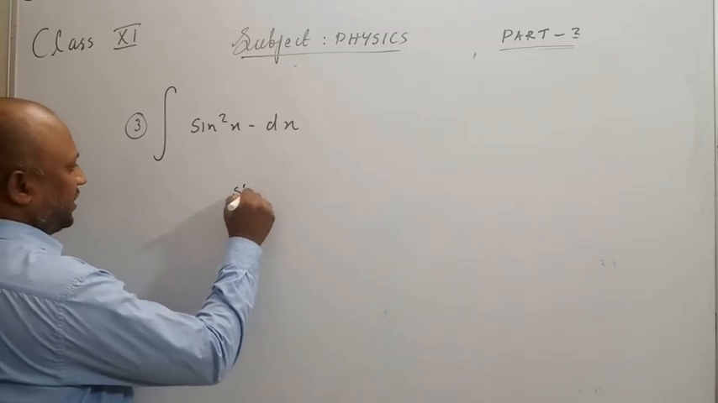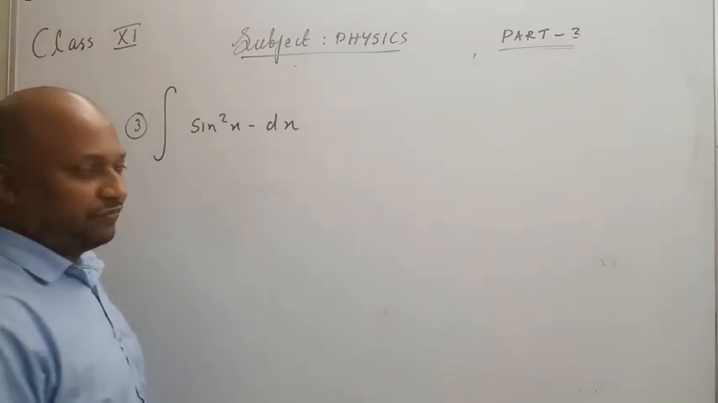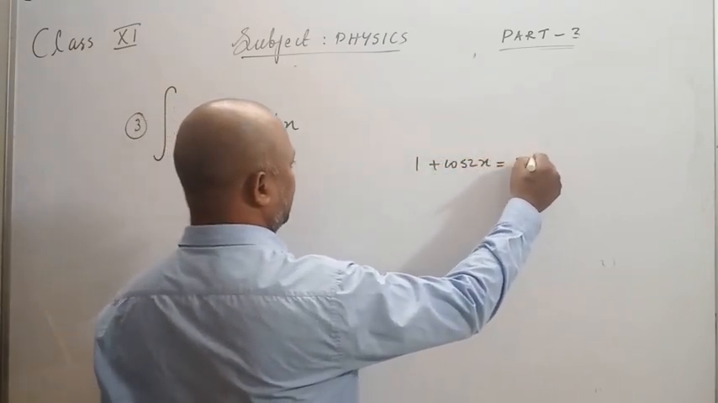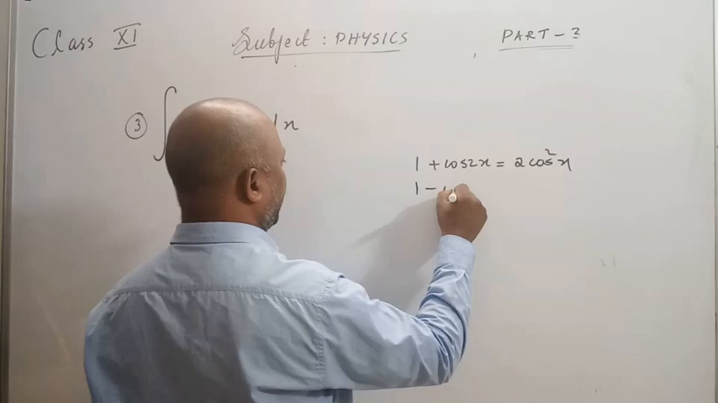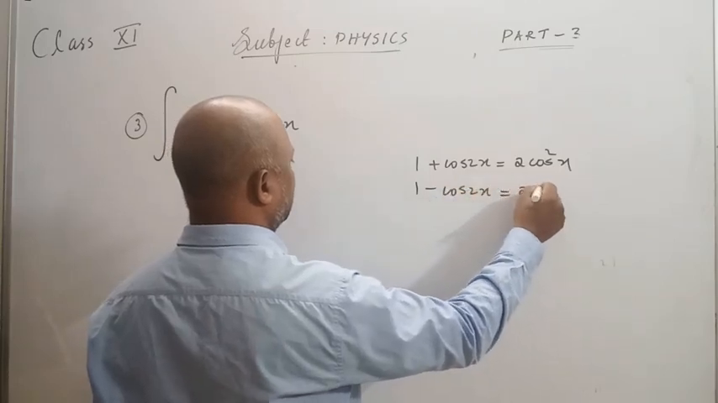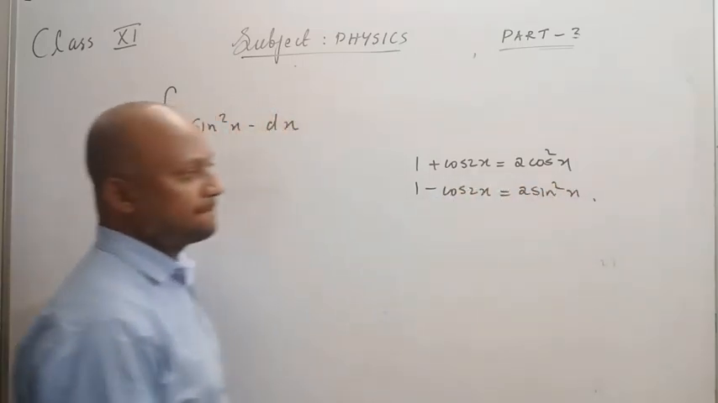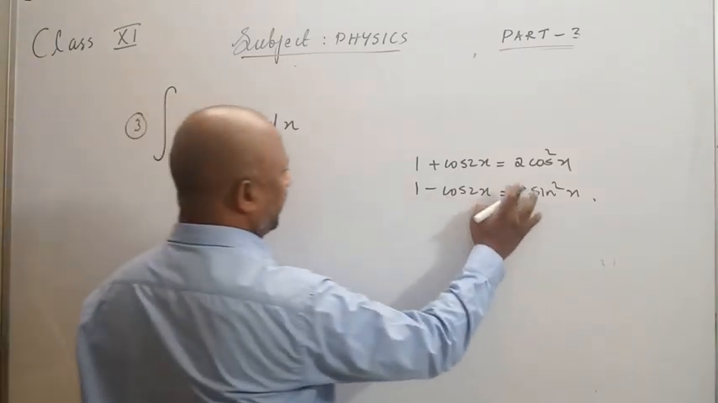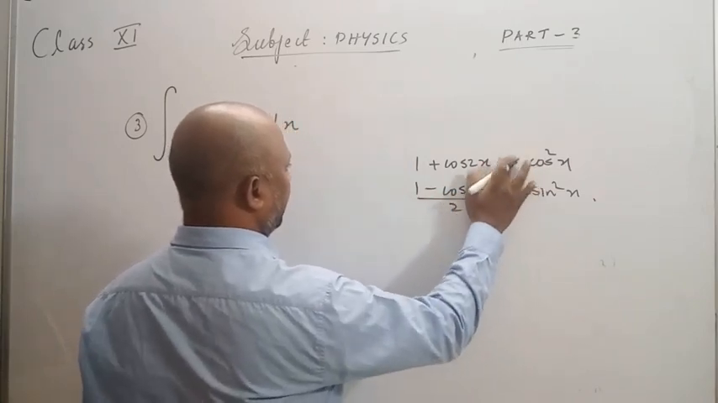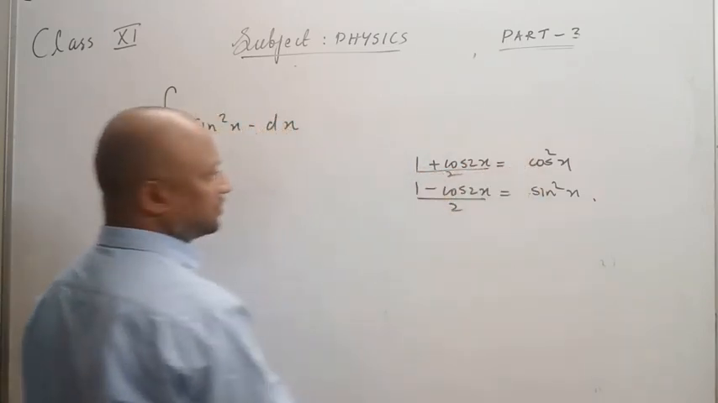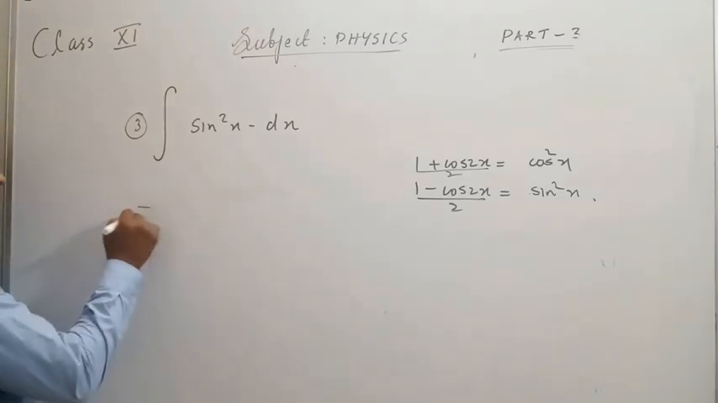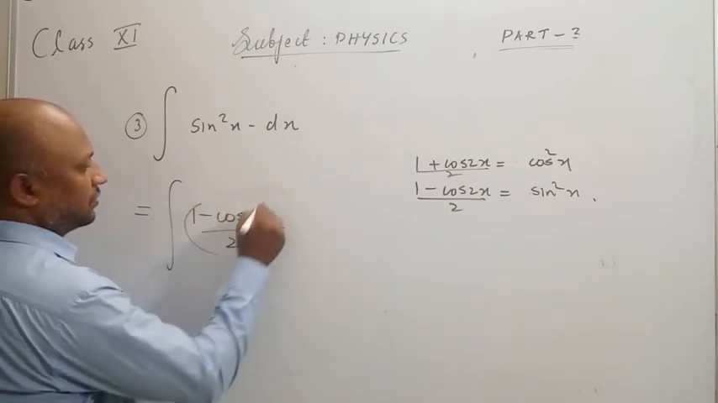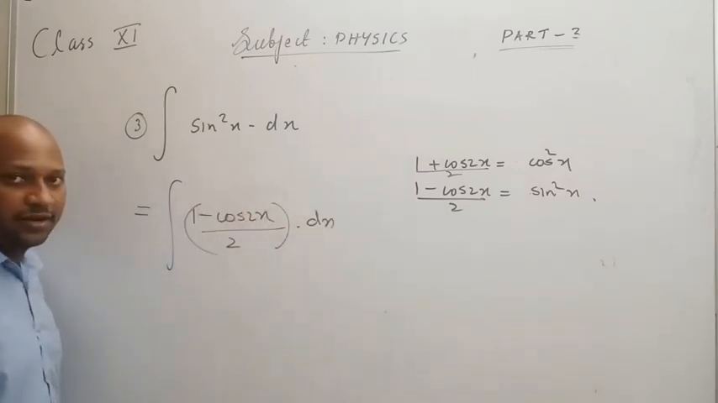There is a formula that we use in trigonometry: 1 plus cos 2x is equal to 2 cos square x, and 1 minus cos 2x is equal to 2 sin square x. So instead of sin square x, I can write 1 minus cos 2x upon 2, or instead of cos square x, I can write 1 plus cos 2x upon 2. Now it is not in square.